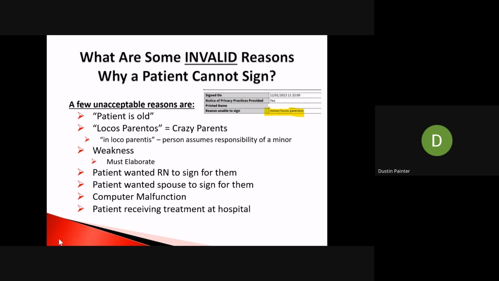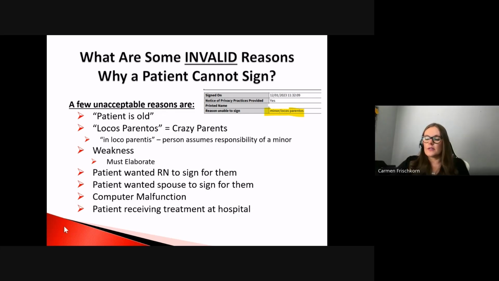The insurance company is not going to understand "unable to sign due to room 9." Put traumatic injury. Even if they wanted to take the time to look into it, they're not going to, so just make it as easy as possible for them to understand. Good questions, guys. If you think of anything else as we go through this, just let us know.